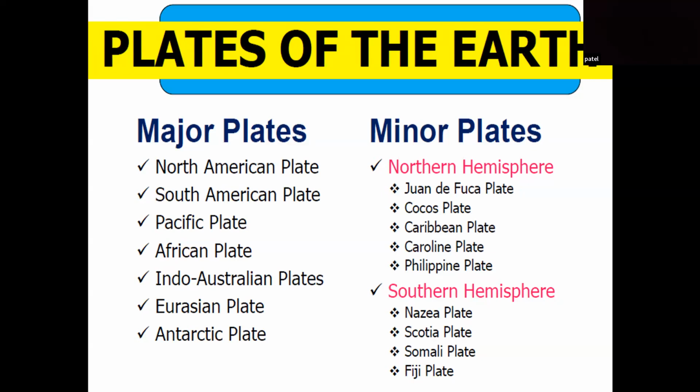Then you can see there are several major plates like the North American plate, South American plate, Pacific plate, and many others. We also have minor plates in the Northern Hemisphere: the Juan de Fuca plate, Cocos plate, Caribbean plate, Caroline plate, Philippine plate. In the Southern Hemisphere we also have several plates like the Nazca plate, Scotia plate, Somali plate, Fiji plate. So like that we have major plates and minor plates. I will show you in the next diagram.